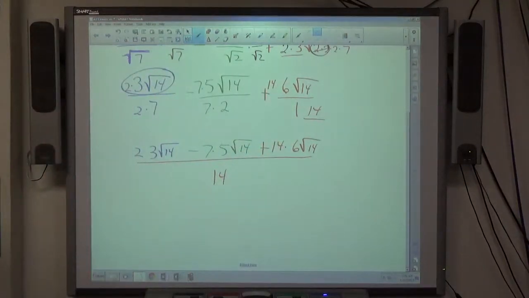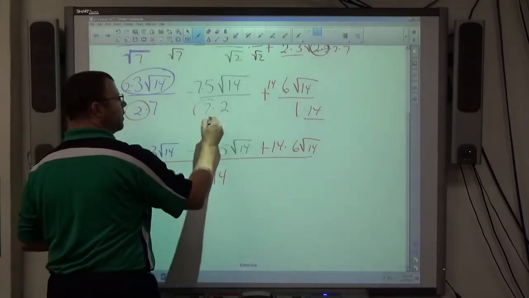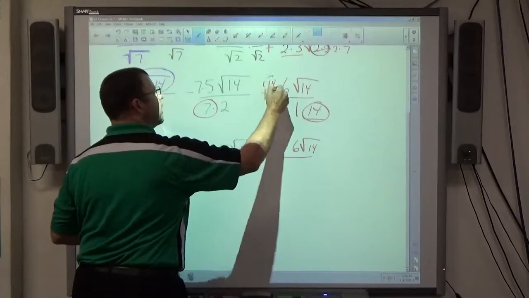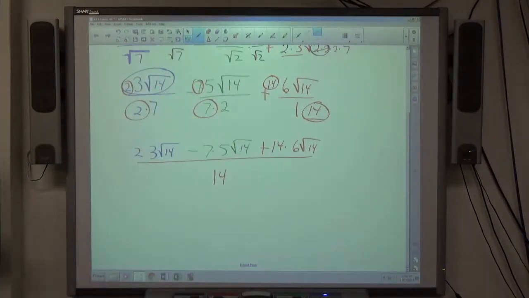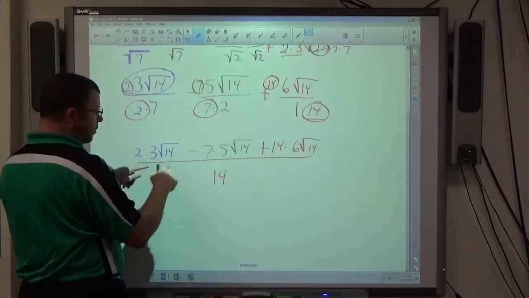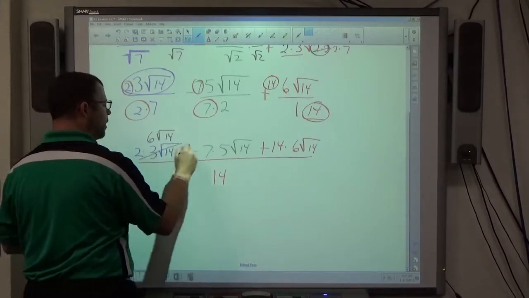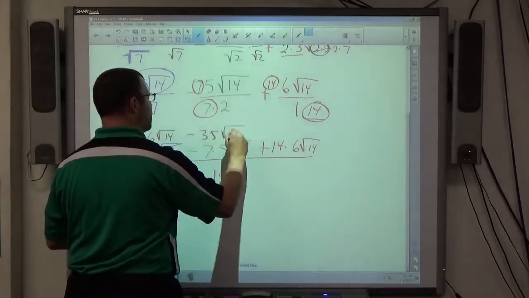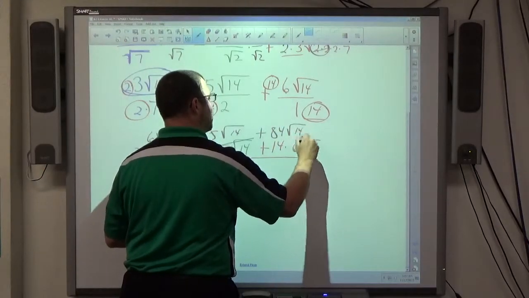All right? So just fix each fraction. Make the denominator what you want it to be. Each denominator needs to be multiplied by something to make what you want, so the tops have to be multiplied by the same thing to allow that to happen. And then what's left to do is to simplify. All the stuff on top will add and subtract because they'll have square roots of 14. So 6 square root of 14 for this one, minus 35 times the square root of 14 for this one, plus 84 times the square root of 14 for this one.